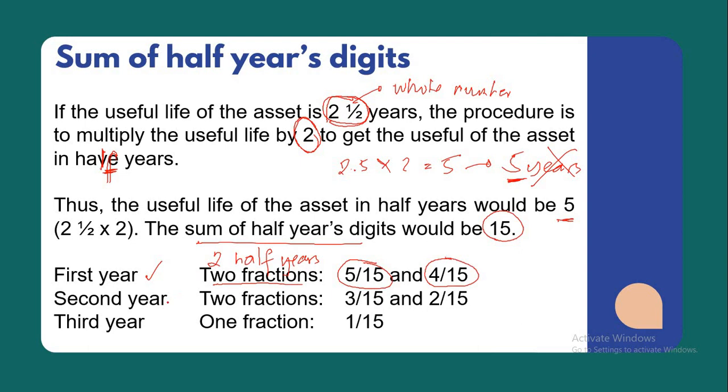For the second year, that is composed of 3 over 15 and 2 over 15. And for the third year, since it is only 0.5 years, there is just one half year fraction, and that is 1 over 15. So these fractions represent your depreciation for each period. Okay? So that is for the sum of half years digits.